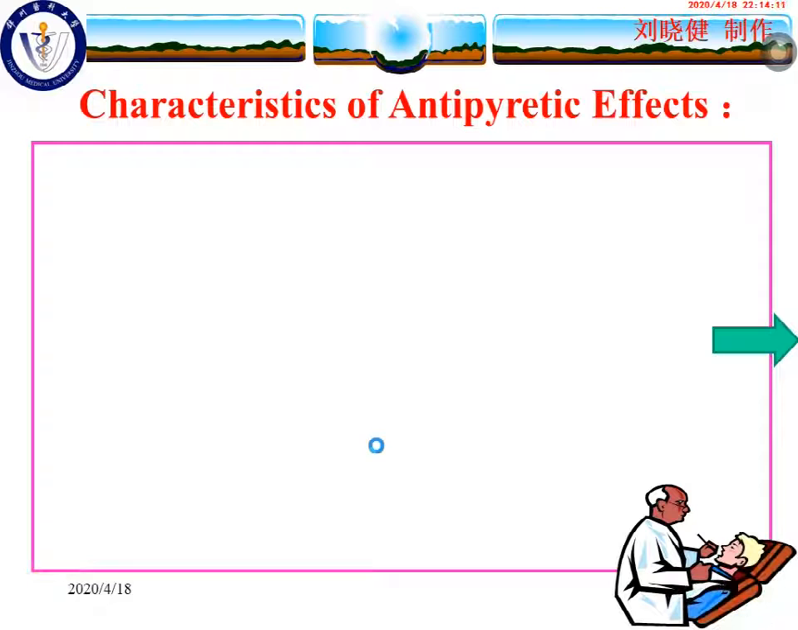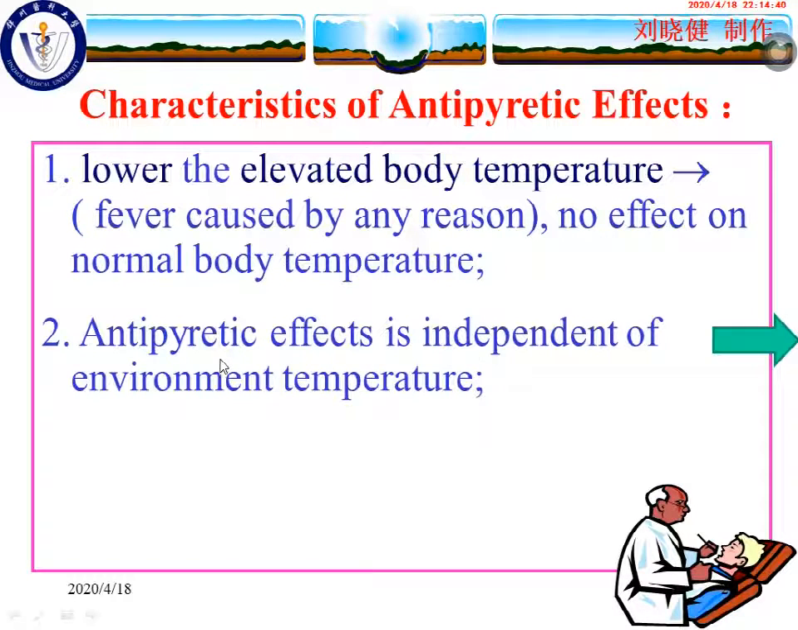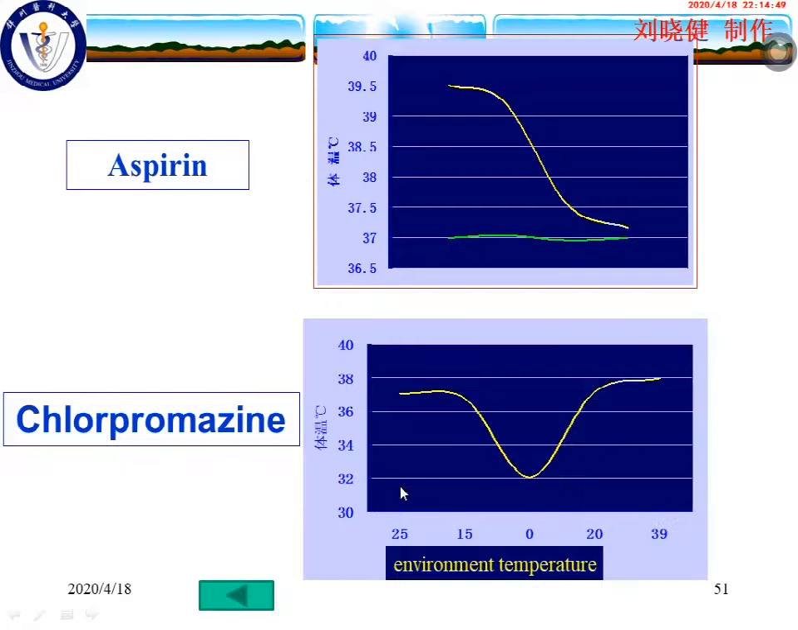It can be used to treat fever caused by infection. The characteristic of antipyretic effects is that it just lowers the elevated body temperature. If the fever is caused by infection, it is effective. But aspirin has no effect on normal body temperature. Its antipyretic effect is independent of environmental temperature. This is different from chlorpromazine.